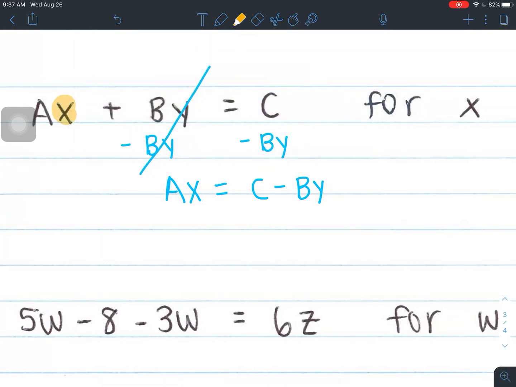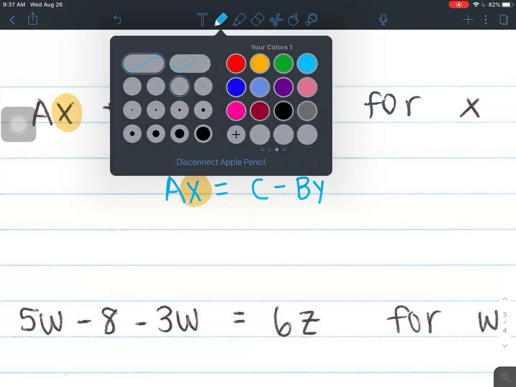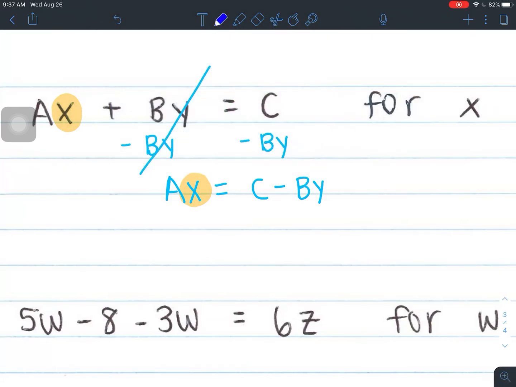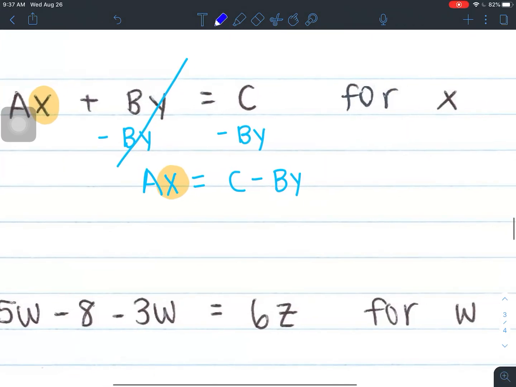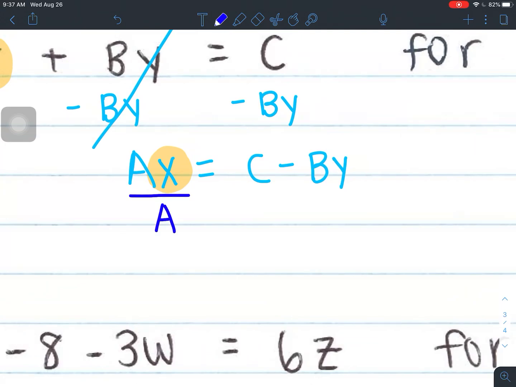Now again, what's the goal here? We're trying to get x by itself, right? So x is still not by itself. There's an a attached to it. A is attached to it by multiplication. So I'm going to do the opposite of multiplying by a and divide by a. Okay? And you have to divide by a by every term that you see. So c is its own term, so I'm going to divide by a there. And by is its own term, so I'm going to divide by a here.